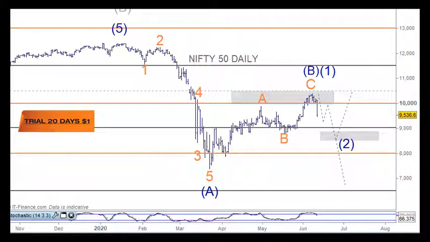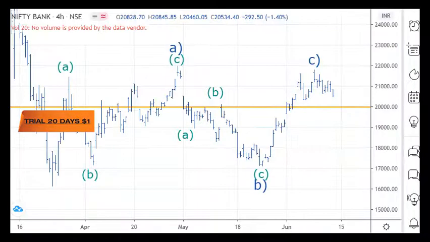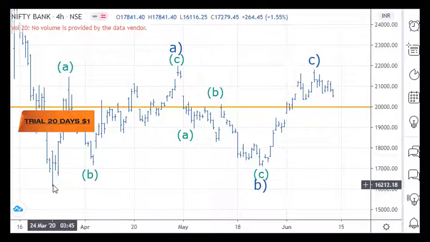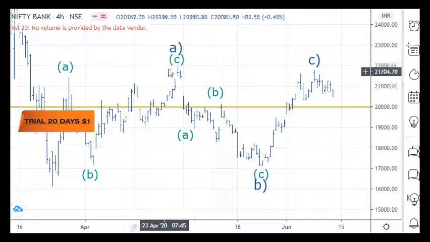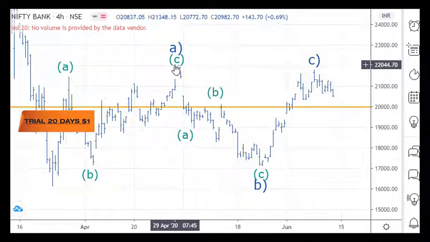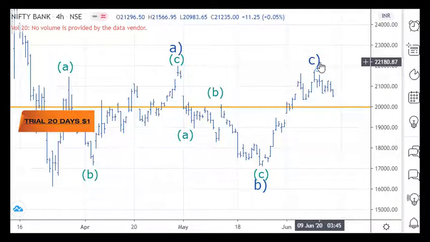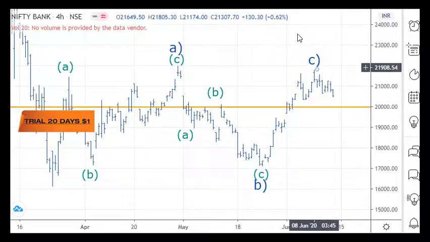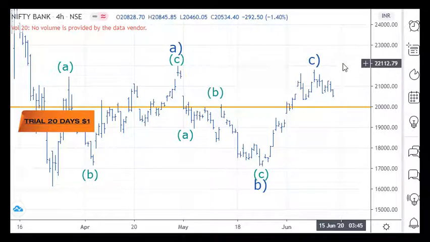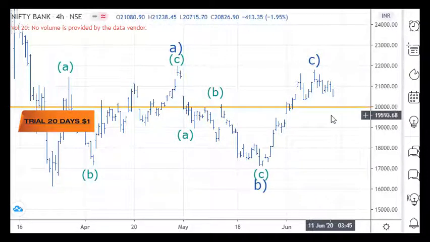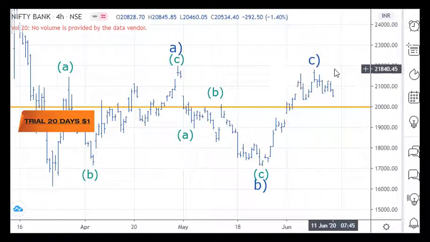First of all, if we look at the Bank Nifty, now this is just a 4-hour chart here, and from the low here, I could see that we could look at this as an A and a B and a C wave here. Now I had a count that had this as the top, and I also got a count that we had one more little push up through there. But that's kind of irrelevant at this stage.